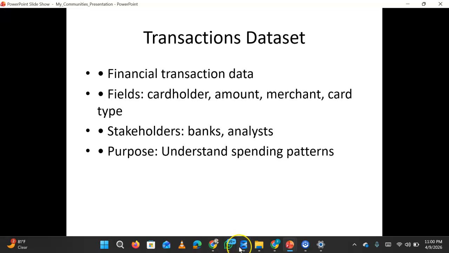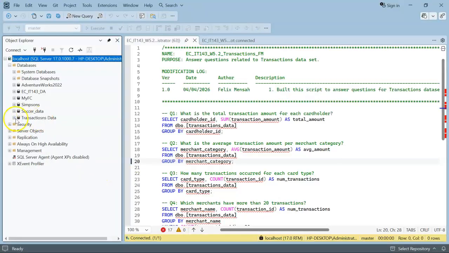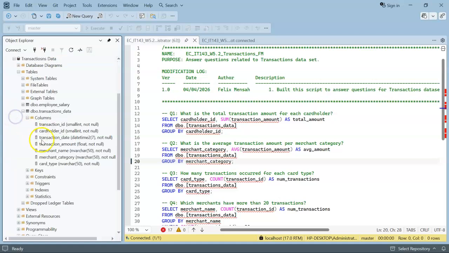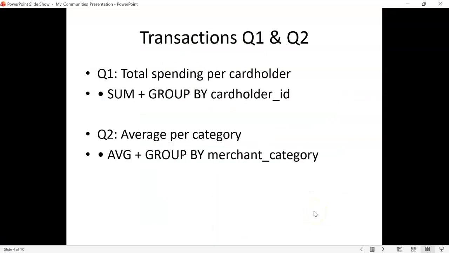So let's go to my SQL, and as you can see, this is the transaction data. It has columns like cardholders, transaction data, and other fields. So here are the questions. Let's go back to the slide.